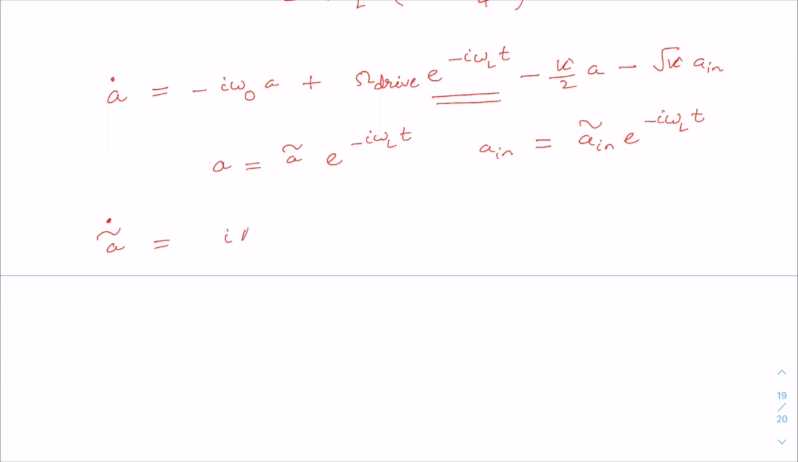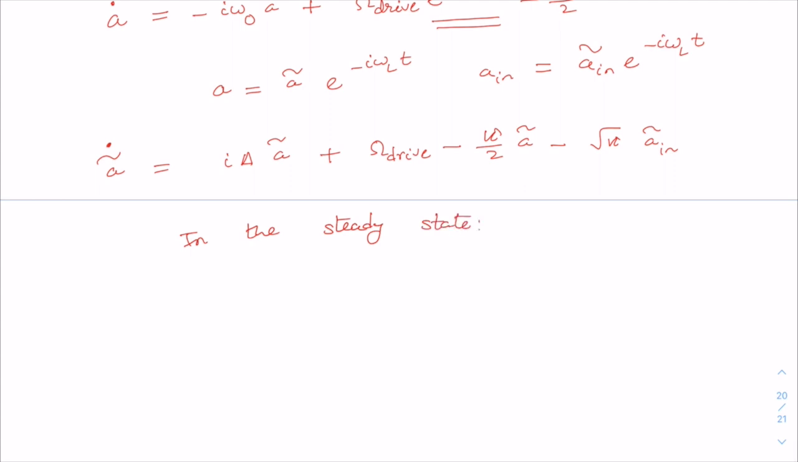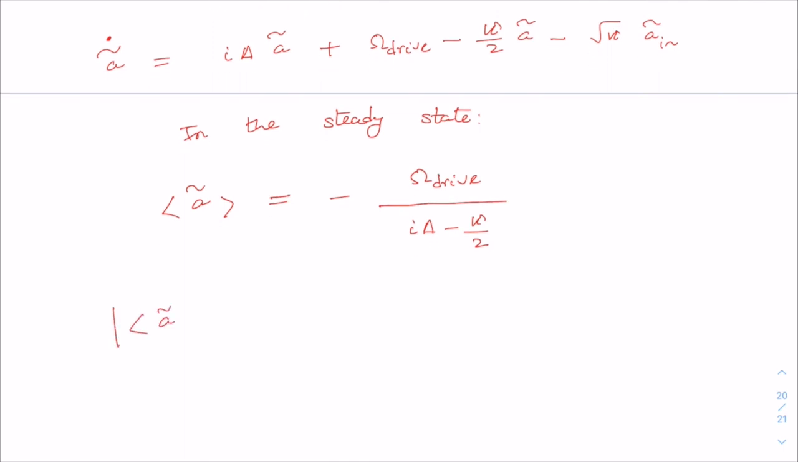So ã dot is equal to iΔ ã plus Ω_drive minus (κ/2) ã minus √κ ã_in. From here, in the steady state, I can get the steady state value of ã. In the steady state, the average value of ã would be equal to minus Ω_drive divided by (iΔ − κ/2). Therefore, if I take the mod square of ã, that is exactly equal to the mod of the average of a squared, and that is equal to mod Ω_drive squared divided by Δ² + κ²/4.